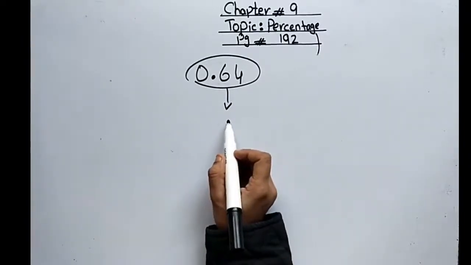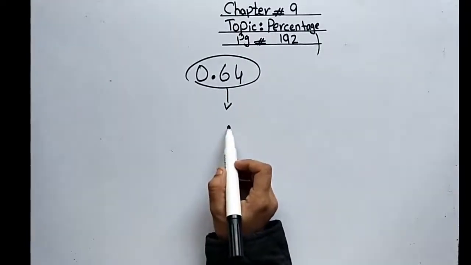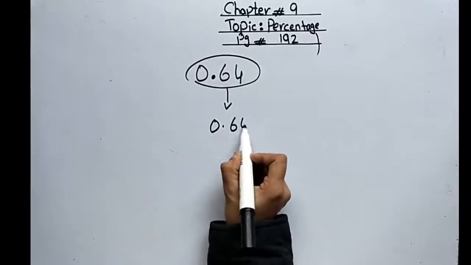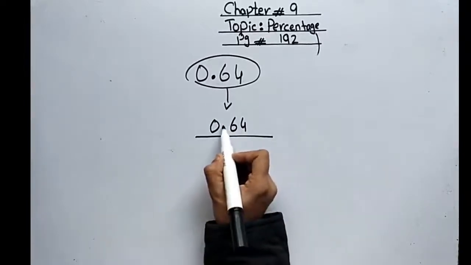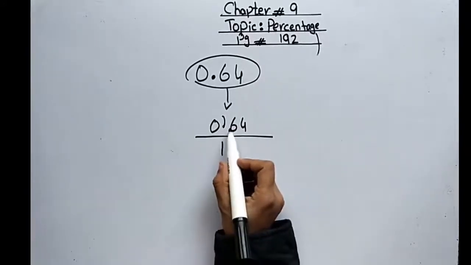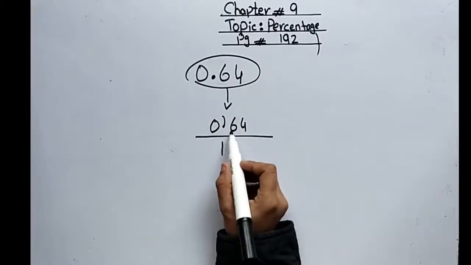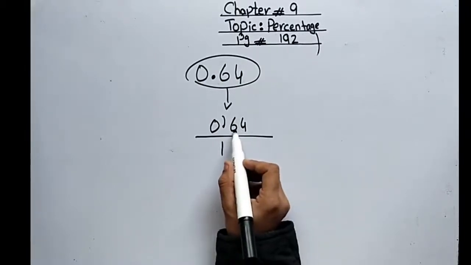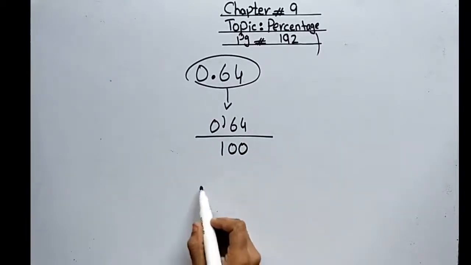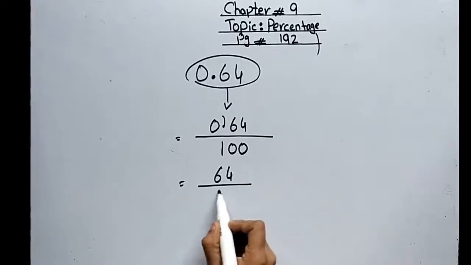So keep in mind, beta, first we will convert this decimal number into the fraction form. So 0.64 divided by 1: remove the point, write down 1 in the denominator. Then we will count the number of digits after the decimal point. How many digits are there? 1, 2. It means we will write 100 in the denominator. So the new number is 64 divided by 100.